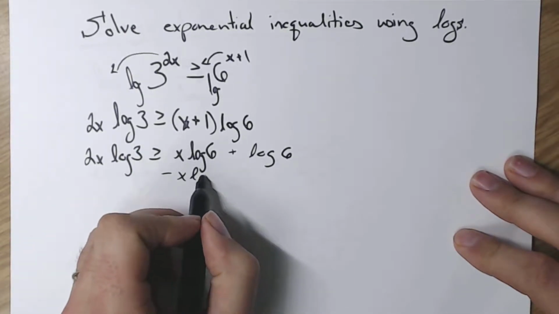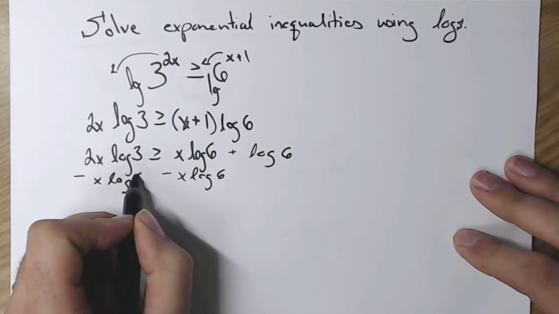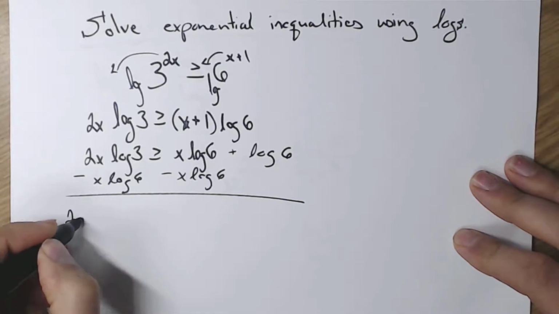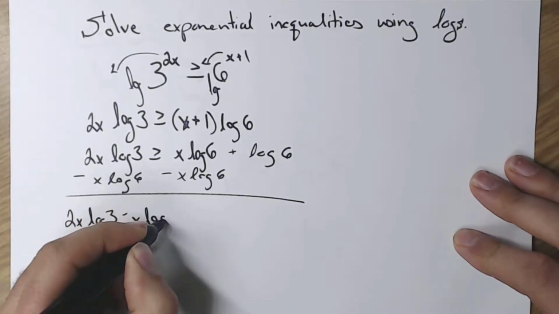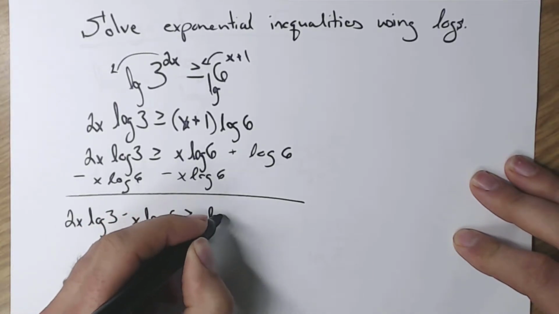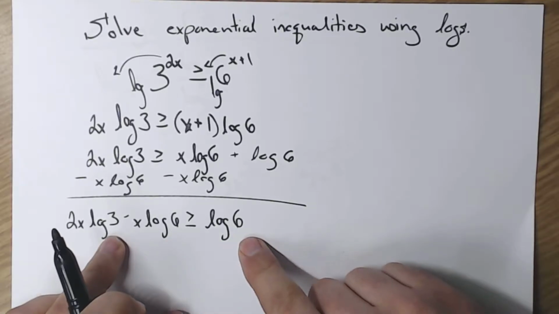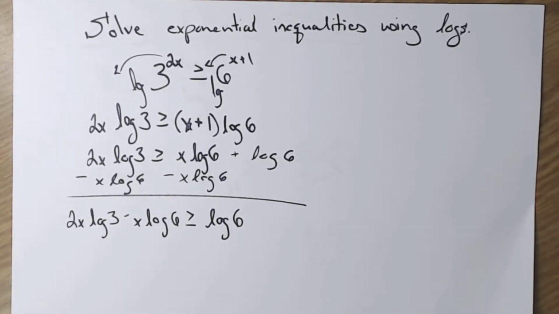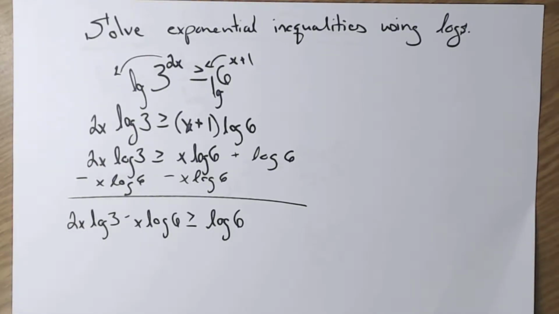I'm going to subtract x log 6 from both sides so that now it shows up on my left. I have 2x log 3 minus x log 6 is greater than or equal to log 6. Again, this log 3, log 6, and log 6, they're just numbers. If it were 2x times 3, you wouldn't be any more mystified than you are with this. So just don't think of it as anything too scary.